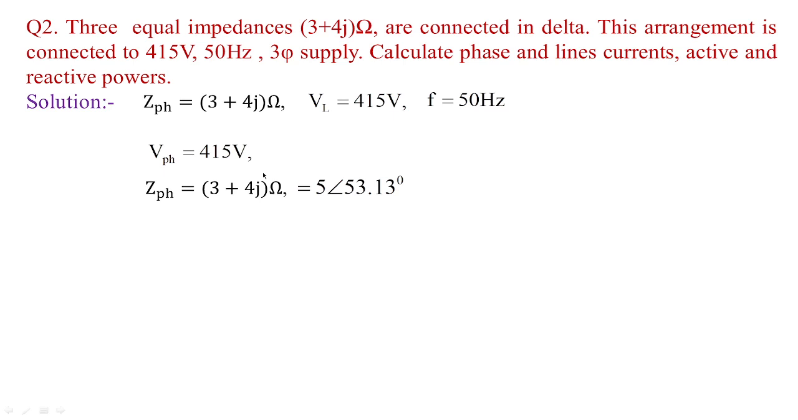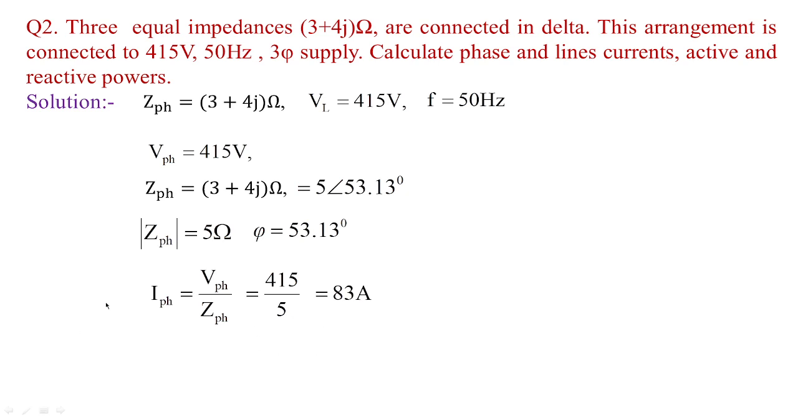And impedance in polar form and rectangular form, you can see the values where we have obtained the impedance value as 5 ohms and phase angle value as 53.13 degrees, and I phase is equal to V phase by Z phase. So V phase value is 415 divided by Z phase, which is 5. In fact, the I phase value is 83 amperes.